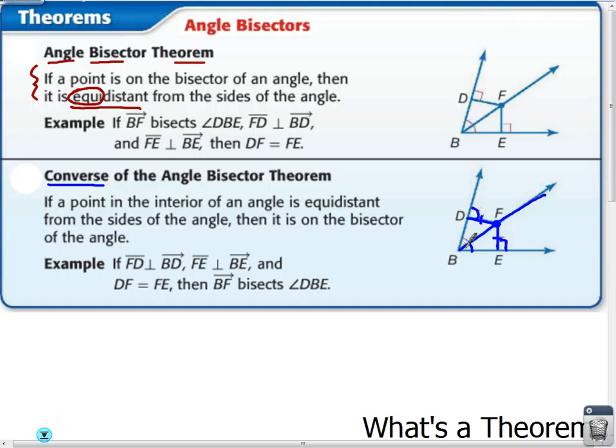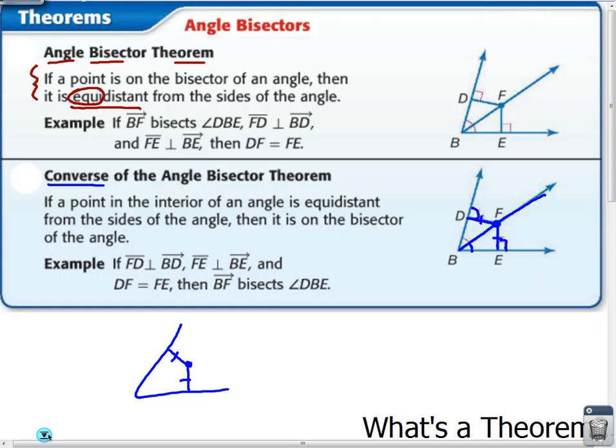If a point is in the interior, which by the way, all interior means is it's on the inside. If a point is in the interior of an angle, and it is the same distance from one side as it is from the other side, then that point must lie on the angle bisector of that angle.